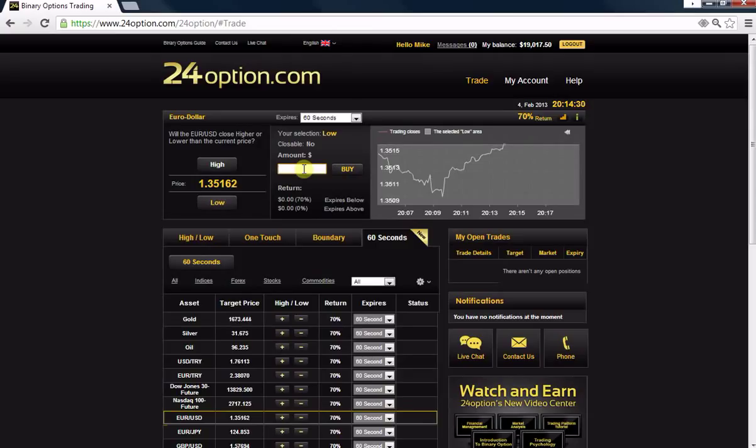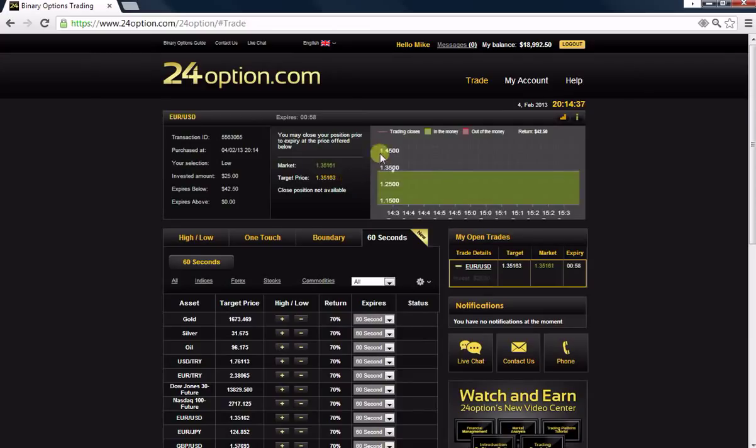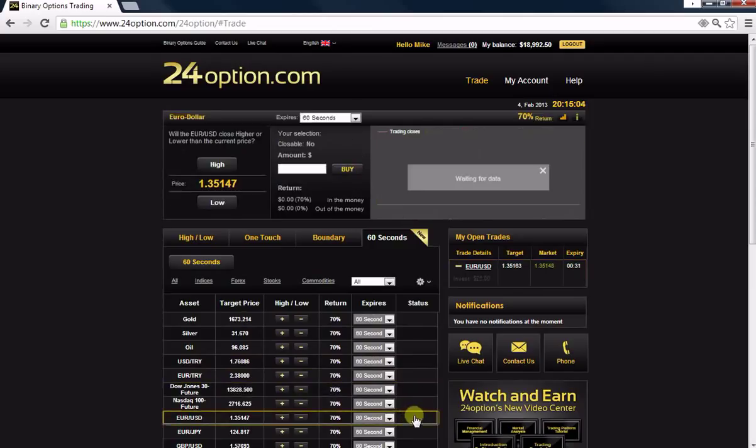So what we're going to do is first invest $25, and go to buy. Okay, and we purchased a put, and we're going to watch to see what happens here. Now what's different about the 24options platform from other platforms is that you have to click in order to prepare your next trade. What I mean by that is this is the current trade, and it looks like we're winning this trade, but we want to get the next trade ready, Euro US dollar.